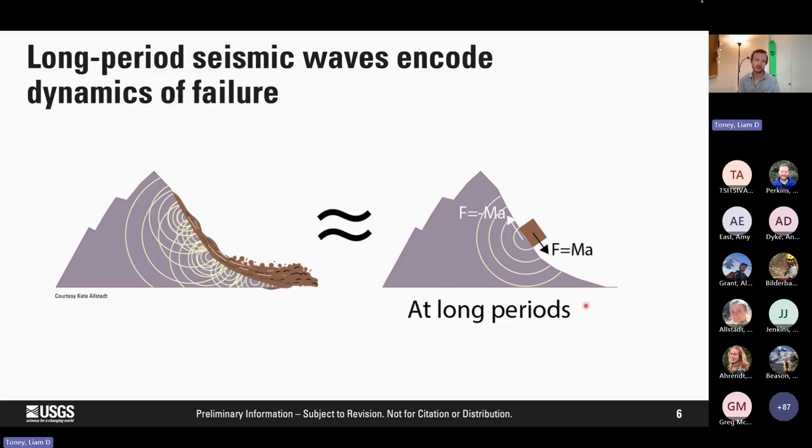So we can leverage this deterministic aspect of the long period seismic wave generation to understand the dynamics of failure from these landslides. And so for large and rapid landslides, when we consider long period seismic waves, we can simplify our conceptual model of failure to basically a rigid block failing down a slope. And so when we make a few assumptions, we can use these long period waves to invert or infer the time series of forces that the landslide exerts on the Earth as it travels down slope. And while this does require assumptions, those assumptions are typically met by large and rapid landslides.